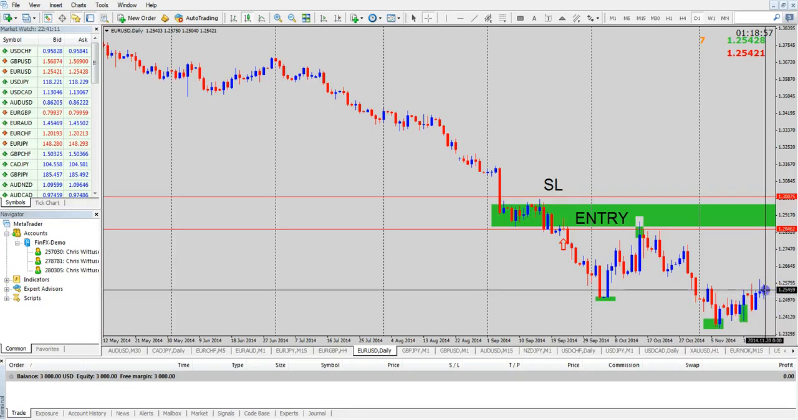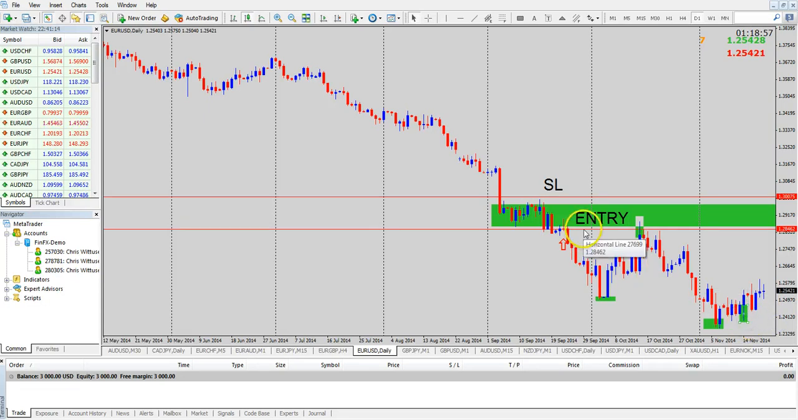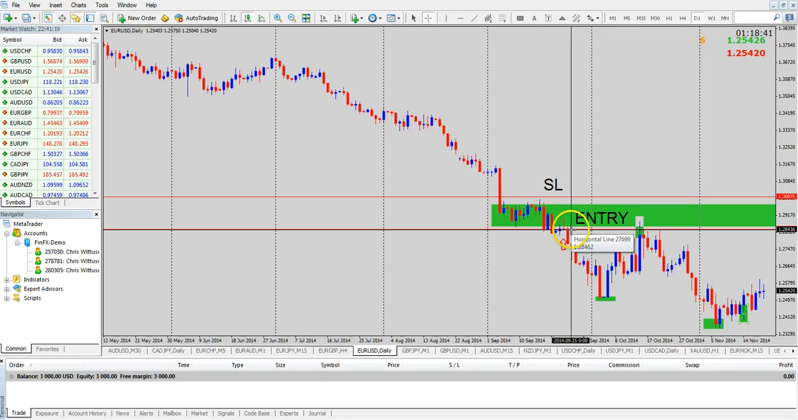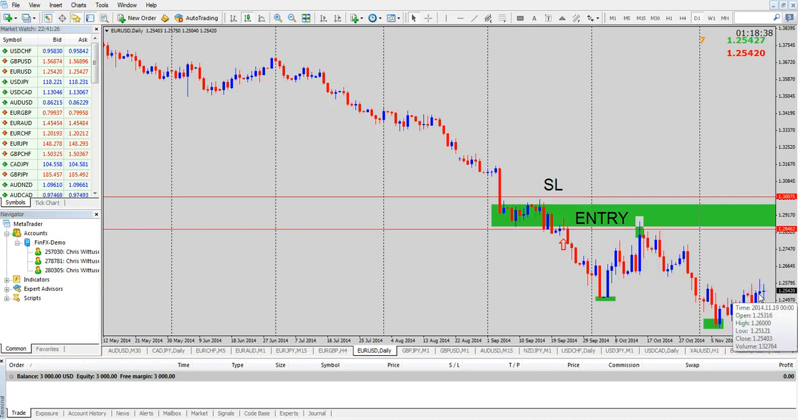You can bet your bottom dollar that this thing is going to continue down. There's no reason, if you entered here, for you to get out yet. Let's see how we would have been doing if we were here. We would right now be at 320 pips. Sounds great.